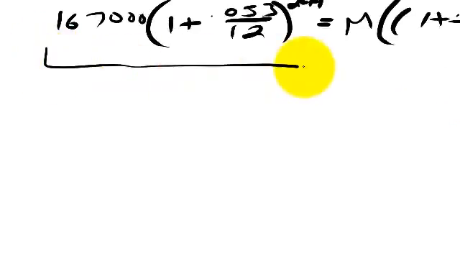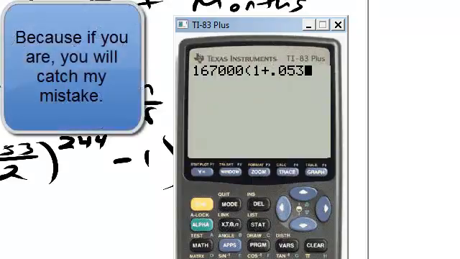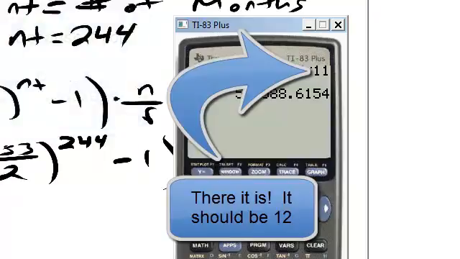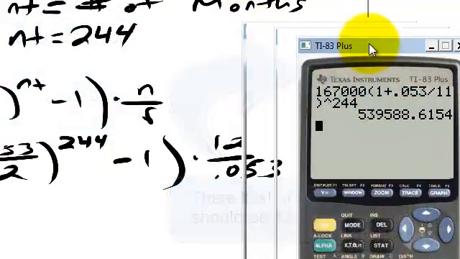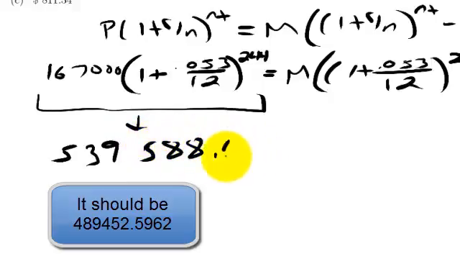Now you're going to have to enter all of this into the calculator. So let's pull out our calculator. That's going to turn it on. All right, 167,000 parentheses, and by the way, you should be doing this along with me. Okay, so 539. All right, so I'm going to write that down. 539,588. By the way, when you're doing this, make sure that you don't round, write as many decimals as you can.